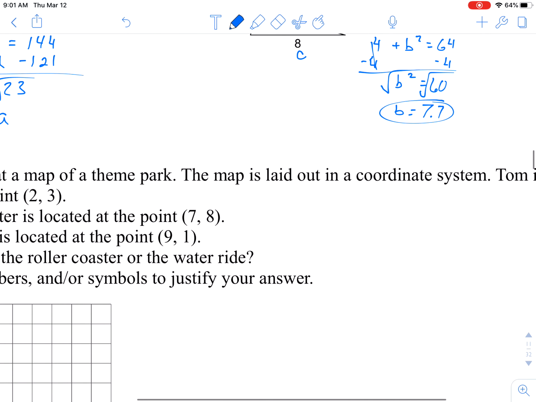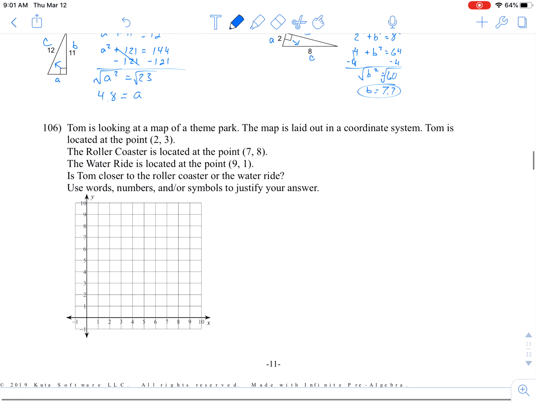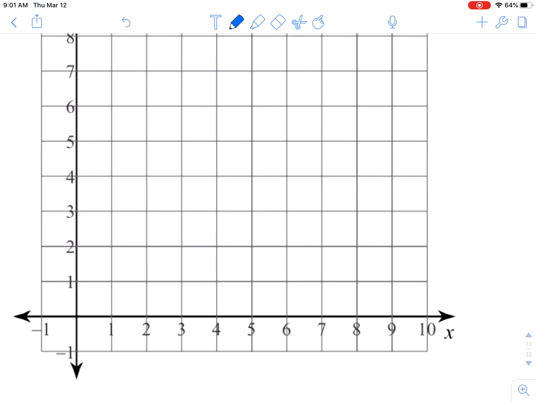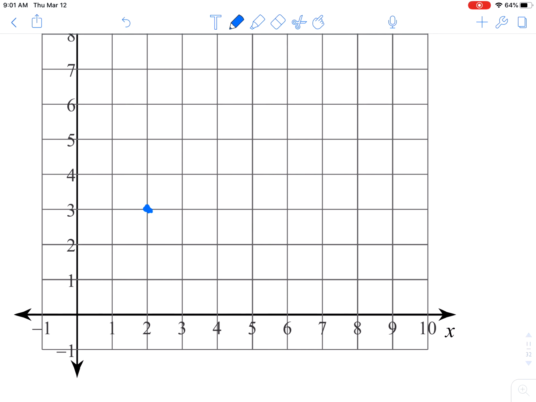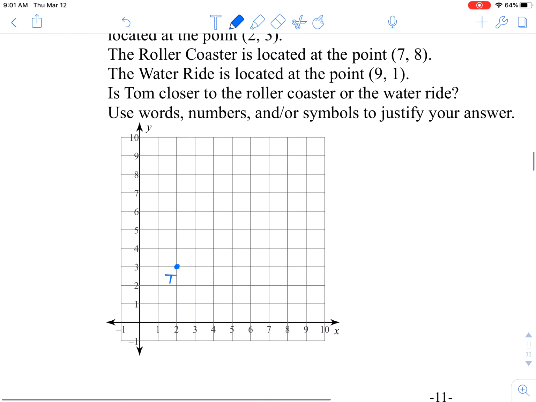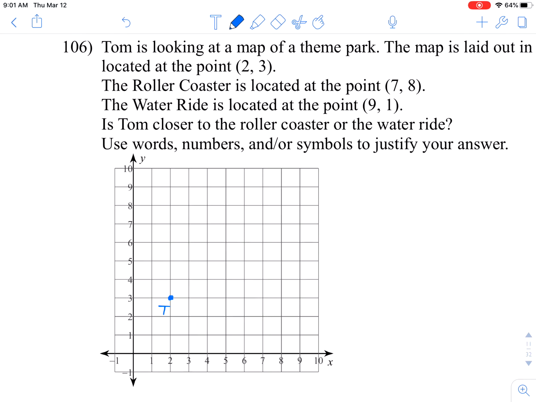Looking at problem 106, it says Tom is looking at a map of the theme park. The map is laid out in a coordinate system. Tom is located at 2, 3. So let's put Tom on the map. He's at 2, 3. Right here is where Tom is. We'll label him with the letter T. The roller coaster is at 7, 8. So 7, 8 is right here. We'll label him with an R.